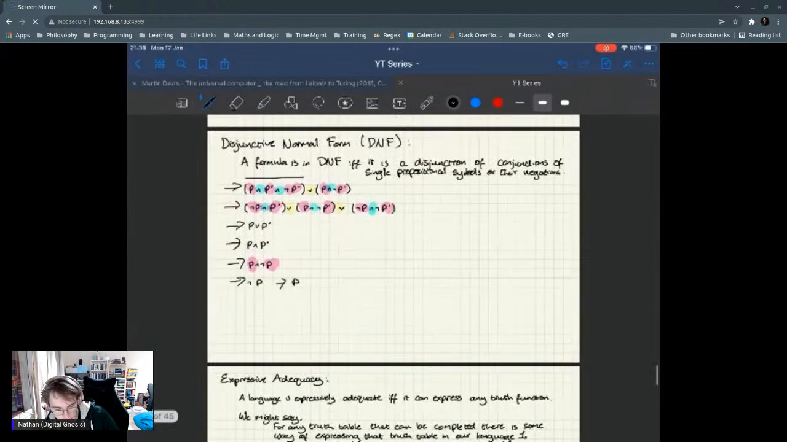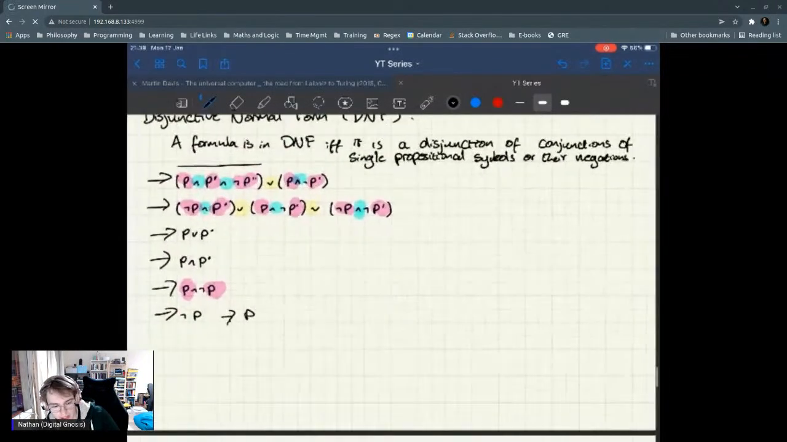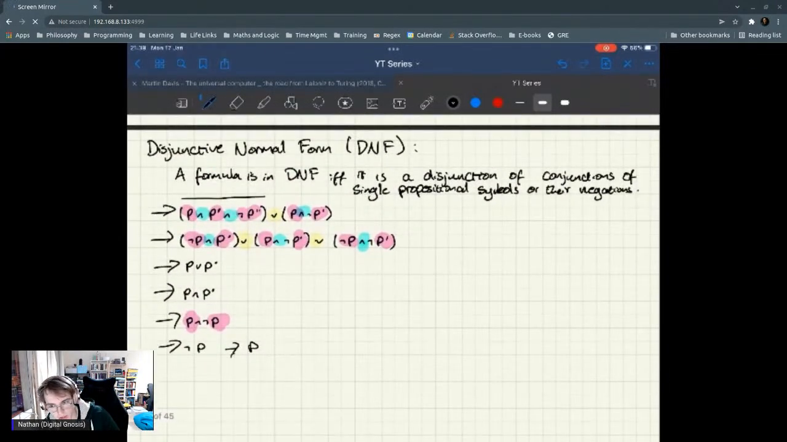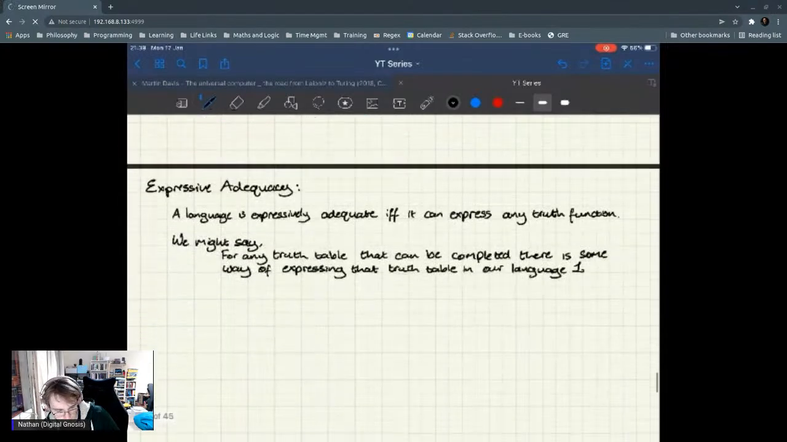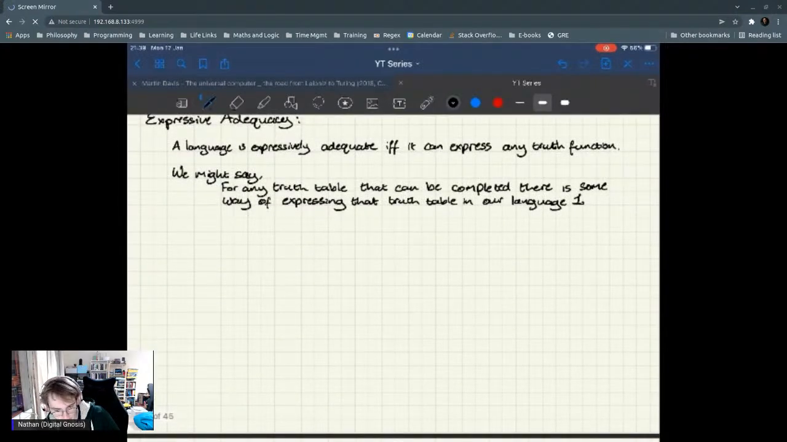So DNF is going to be important because it's going to play a role in a proof that we want to do for something called expressive adequacy. So what is expressive adequacy? Well, a language is expressively adequate if and only if it can express any truth function. So our truth functions that we've just introduced above, a language is going to be expressively adequate if for every single truth function that there is that exists.